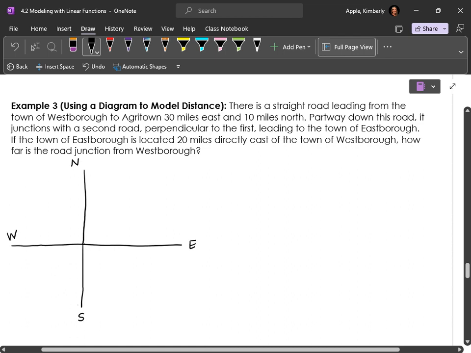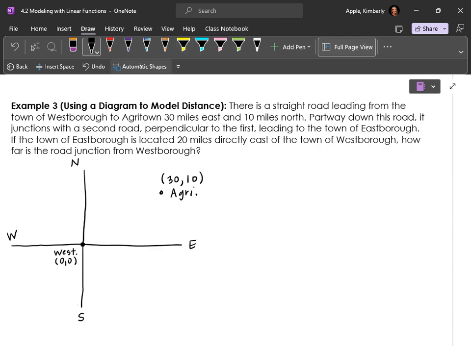So let's take a look here. It says that there is a straight road leading from the town of Westboro to Agratown. Well, our starting point, they don't call it the origin for nothing. So let's abbreviate Westboro and let's make that at 0, 0. And so we're then going to go to Agratown, which is 30 miles east and 10 miles north. So we went 30 miles horizontally east and 10 miles vertically north, and Agratown, we'll abbreviate that, is going to be about here.